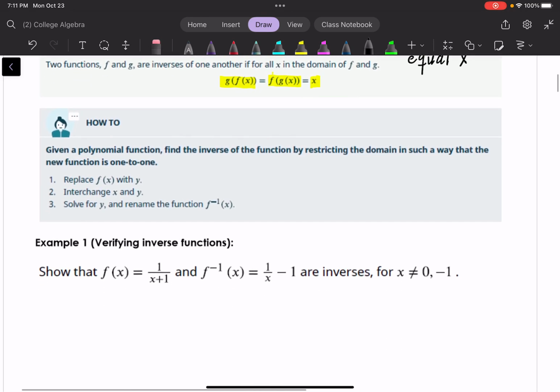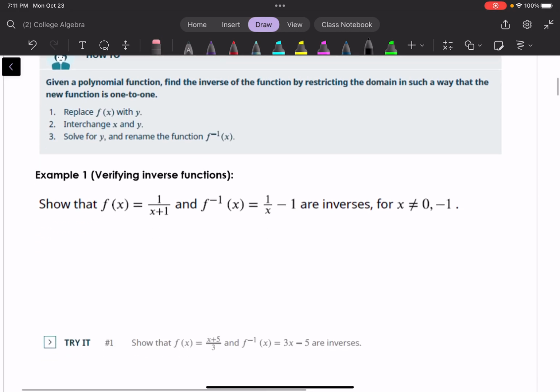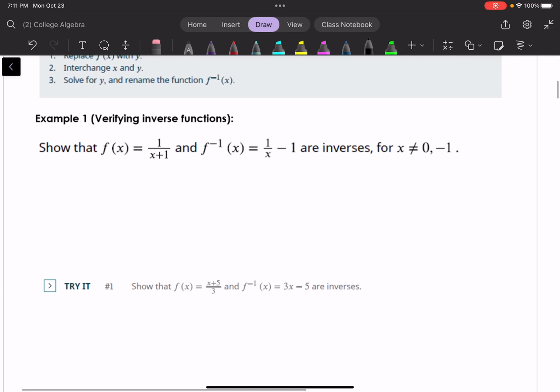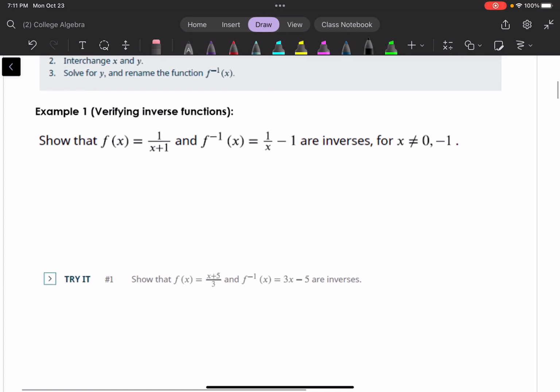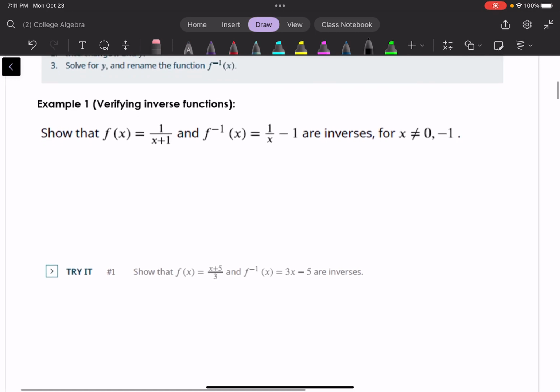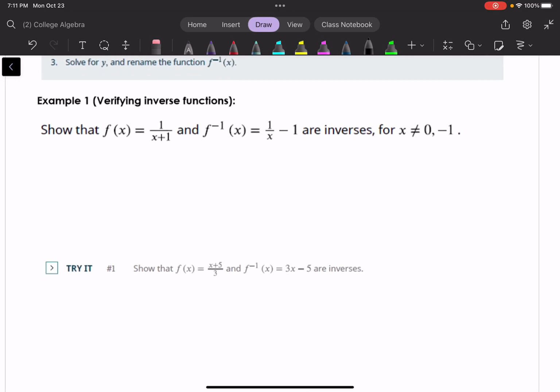This how-to explains, again just as a review, given a polynomial function, find the inverse. This is where we'll swap the x's and y's, etc. Again, that's something that we've done plenty of times. But in this first example, we're going to verify that these two functions are in fact inverses.